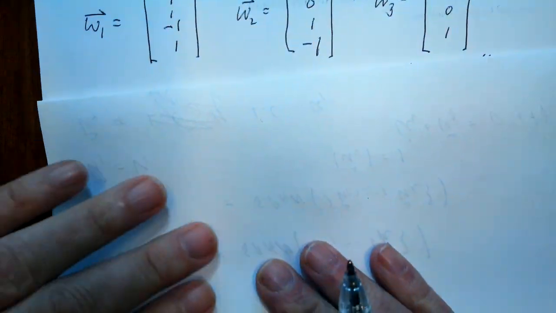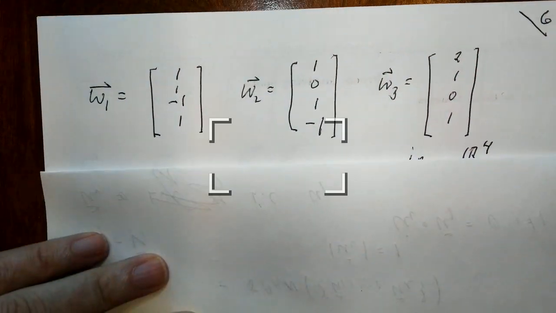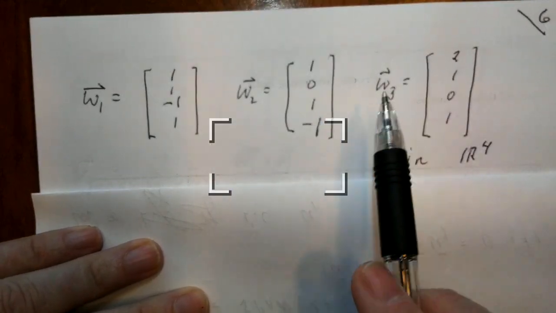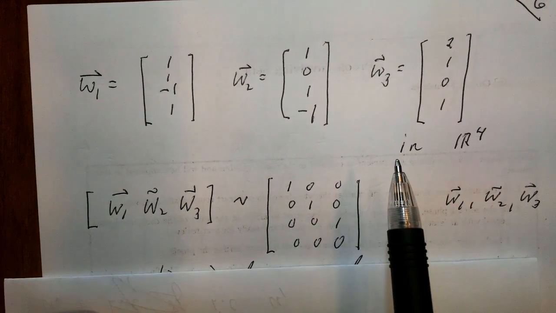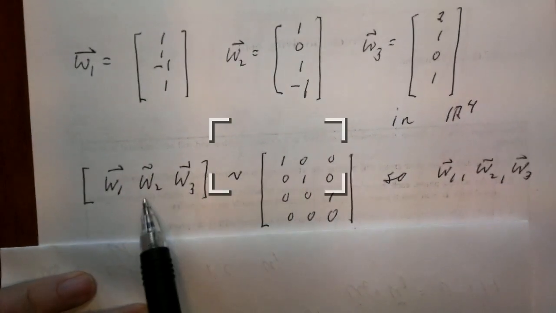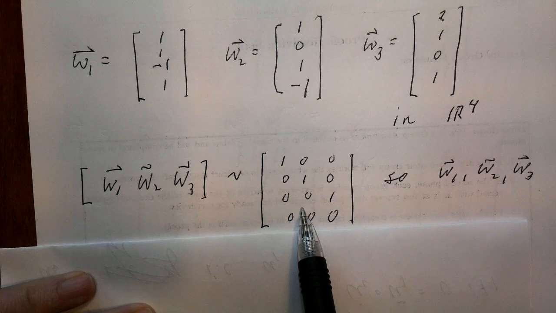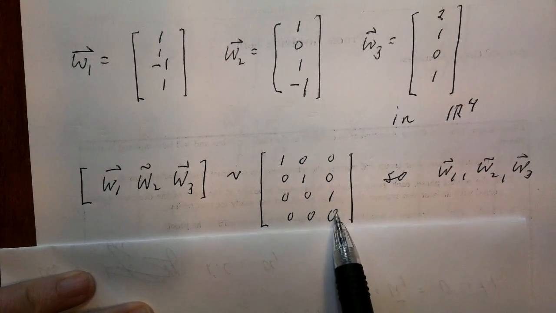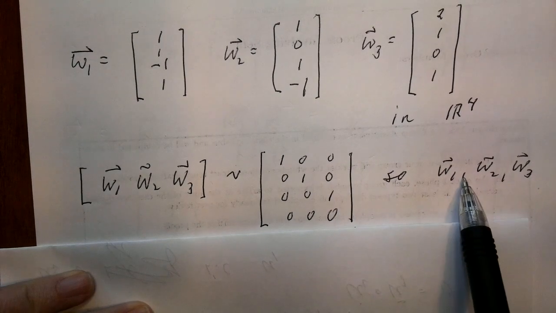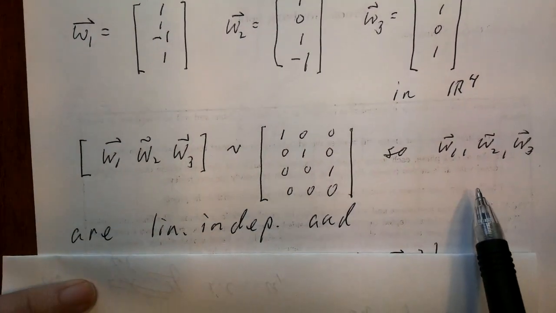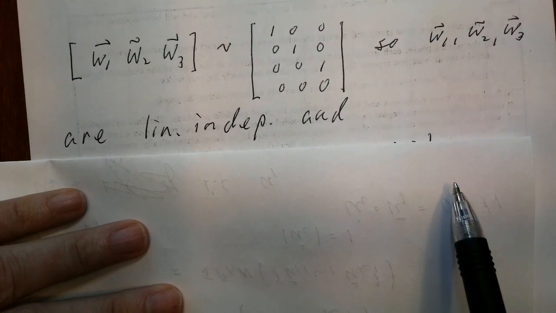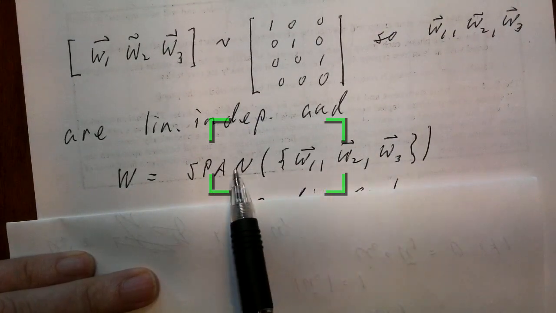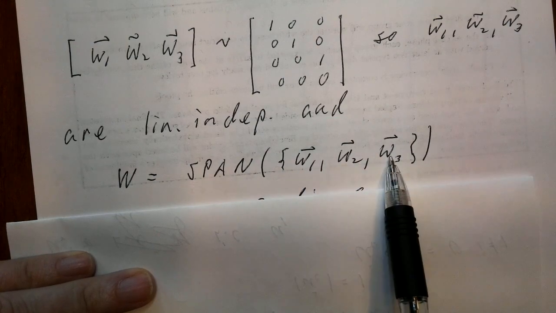One last example. 3 vectors in R4: w1, w2, w3. If I put these vectors into a matrix, that matrix is going to be 4 by 3. If I row reduce it, I get the following. Notice how I have a pivot in each column. This means that the vectors w1, w2, and w3 are linearly independent. They form a basis for the span of those 3 vectors.